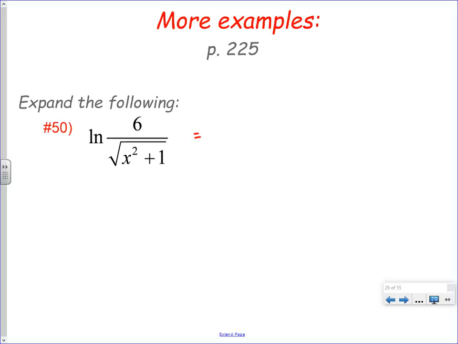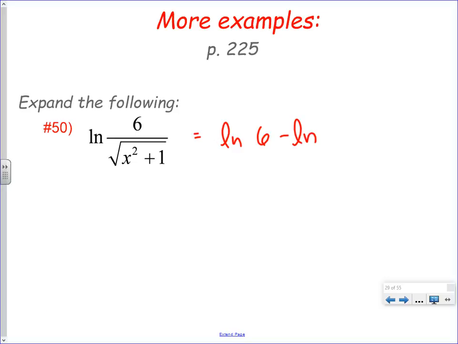Help me out. What's the first thing? LN, because it's an LN, it's going to stay an LN. That doesn't change, right? Then 6 divided by... what do you change that to? Subtraction. Subtracted an additional ln.